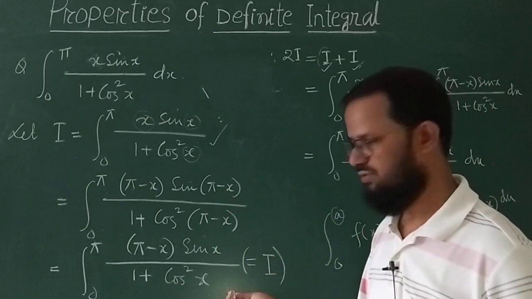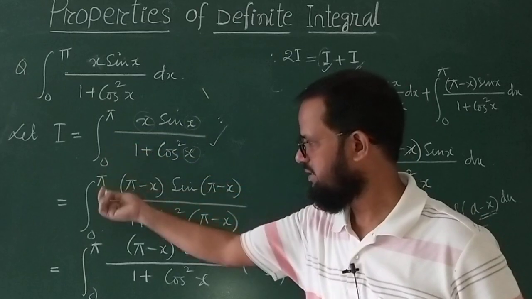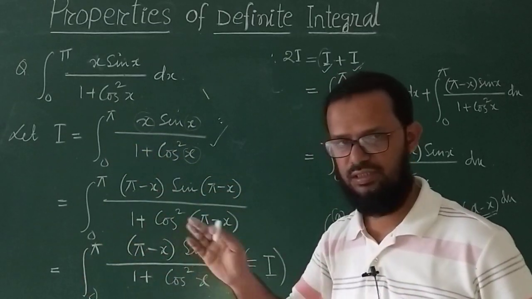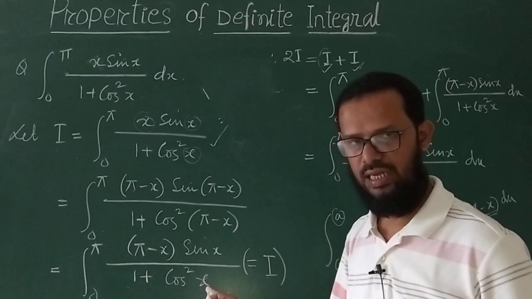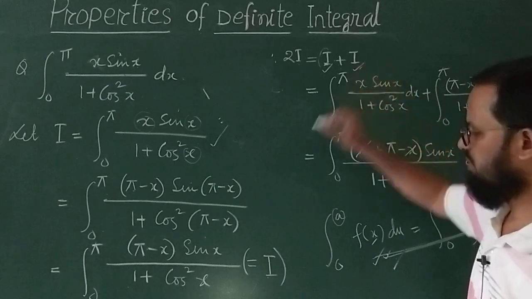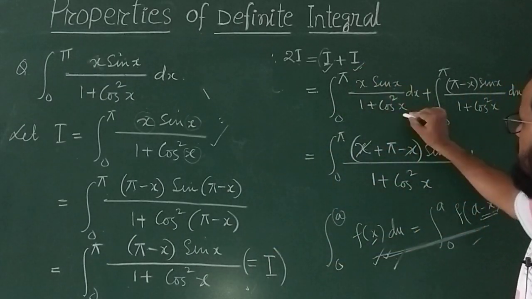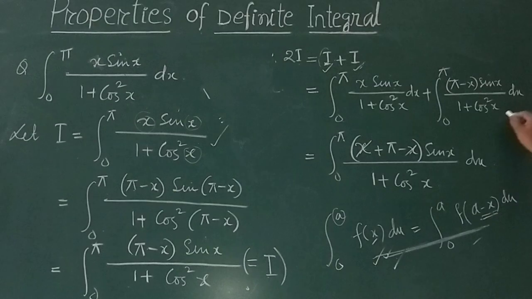The integral we get after applying the property, I name it I. After using the property, whatever new integral you get, that integral is also I. So the second integral is replaced by this one. Both the integrals are: 0 to pi x sin x by 1 plus cos square x, and 0 to pi minus x into sin x divided by 1 plus cos square x dx.